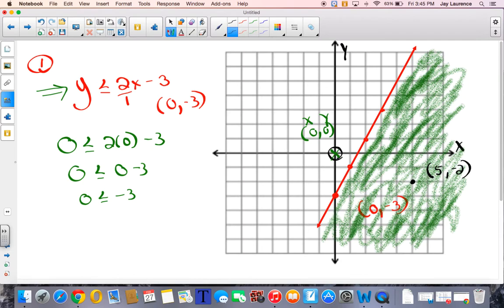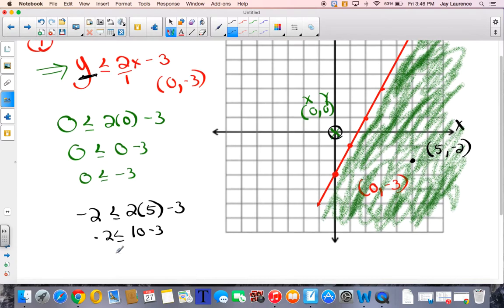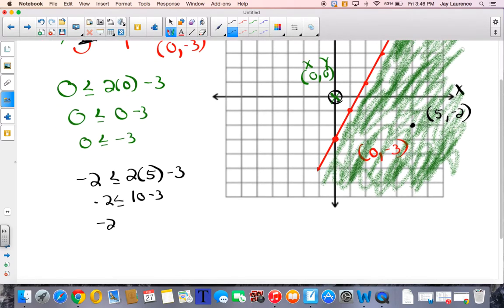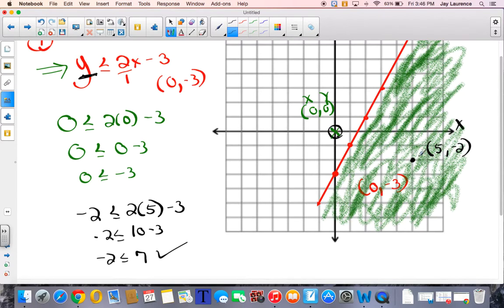Good choice, Kevin. Let's put -2 in for y, is less than or equal to 2 times 5 minus 3. Simplify the right-hand side. I'm going to get 10 minus 3. Continue to simplify the right-hand side, and I get 7. Is -2 less than or equal to 7? Sure is. And so therefore I shaded where that point was.